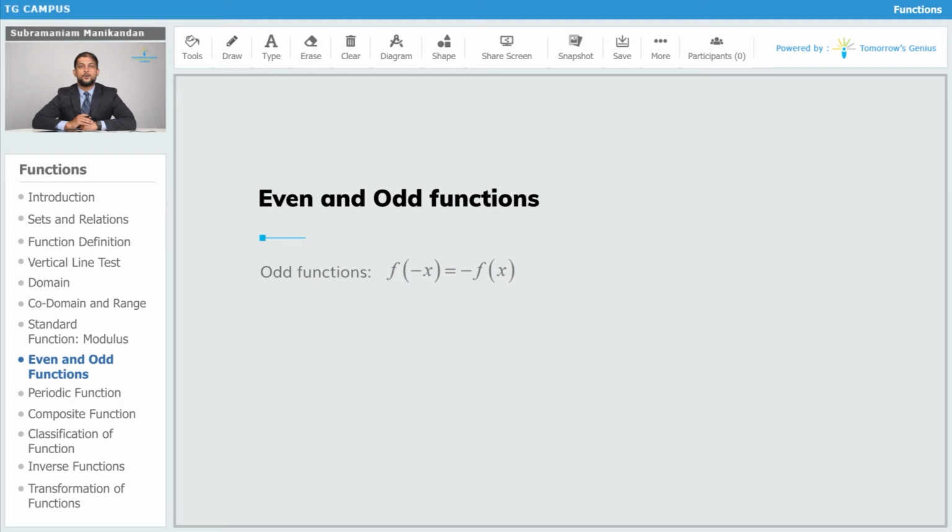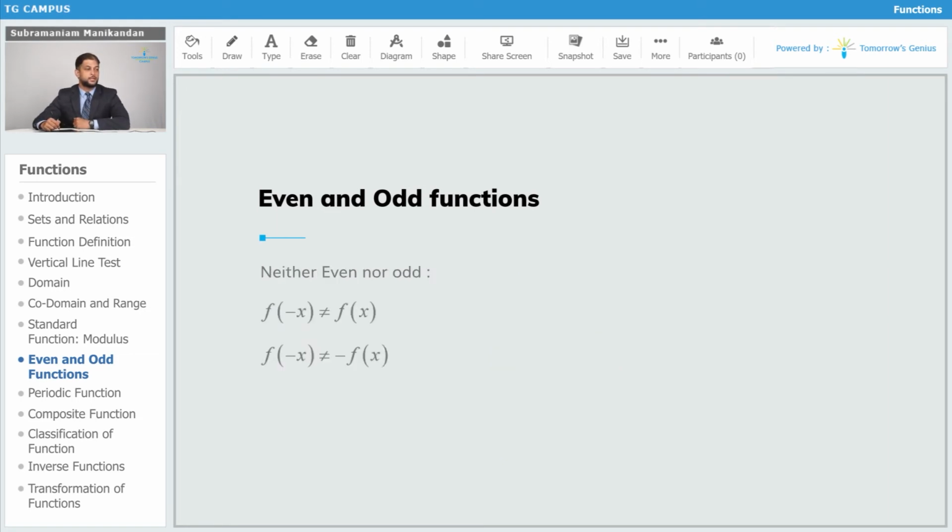Similarly, when f of minus x equals minus of f of x, then such a function is called an odd function. Examples of odd functions are f of x equals, say, x cubed. x cubed is an odd function. f of x equals sine x, which is also an odd function. f of x equals tan x. These are all examples of odd functions.